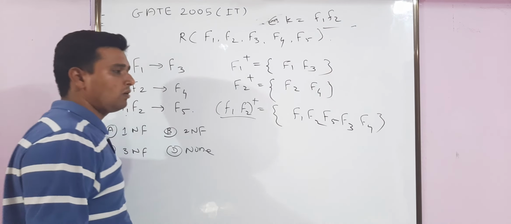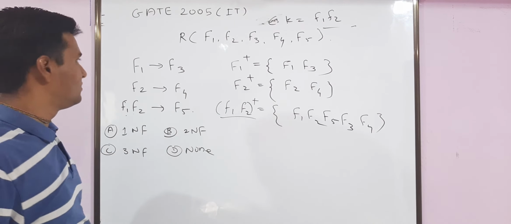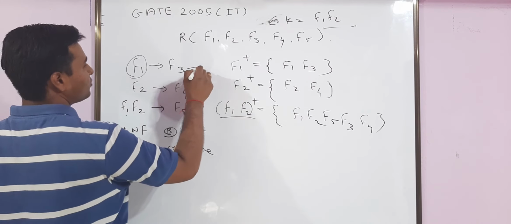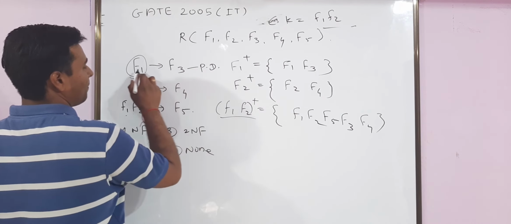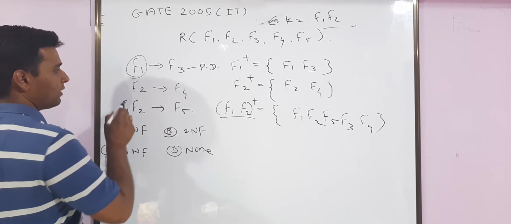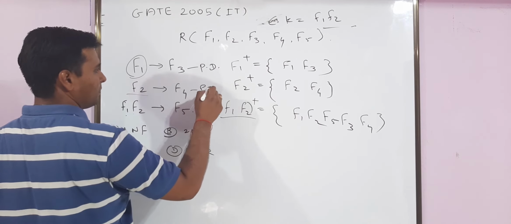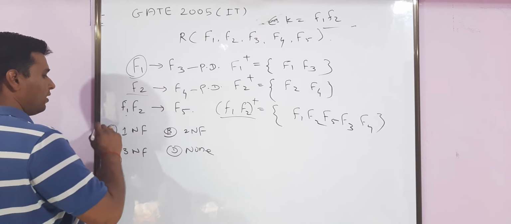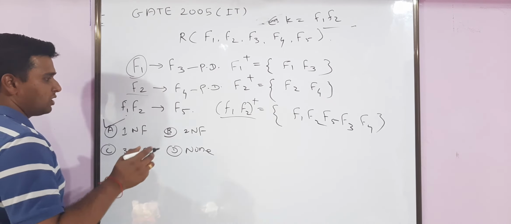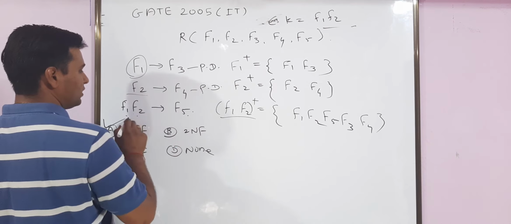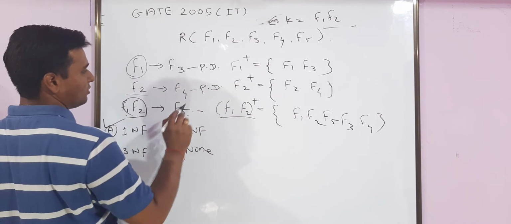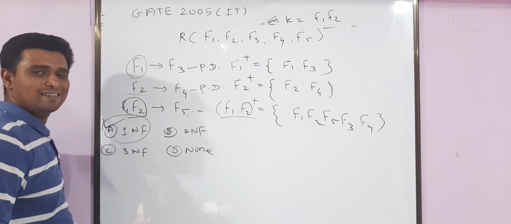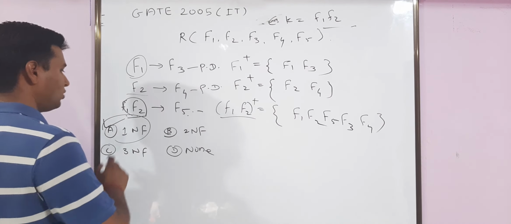Now we have to find out partial dependency as well as transitive dependency. Understand F1 determines F3. F1 is part of the key attribute, so it is partial dependency, part of key determining a non-key attribute. Again, F2 is part of the key, again partial dependency. If partial dependency exists, then the relation is not in 2NF, so the option must be 1NF. Let's check F1, F2 determines F5. Here it is a key, so there is no other transitive or partial dependency. In this case partial dependency exists, so the relation is not in 2NF, so it must be in 1NF.